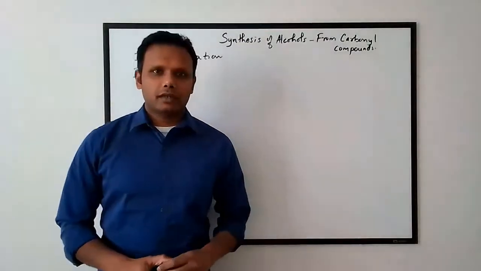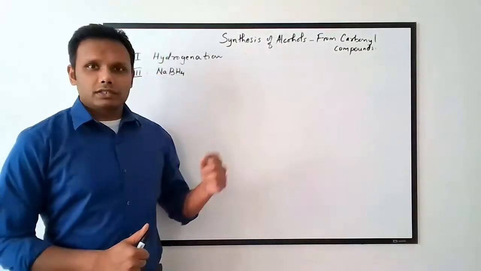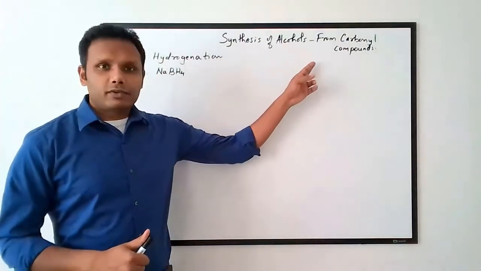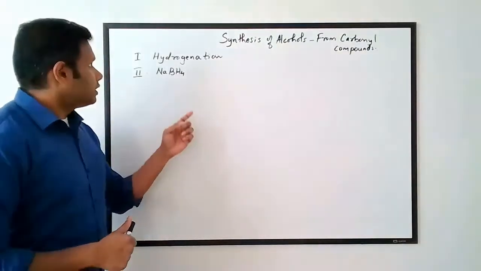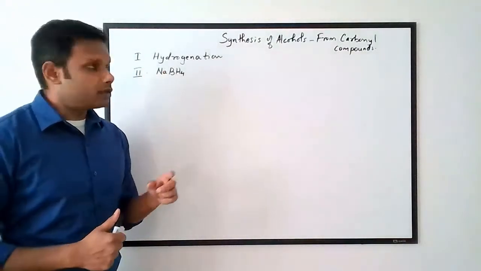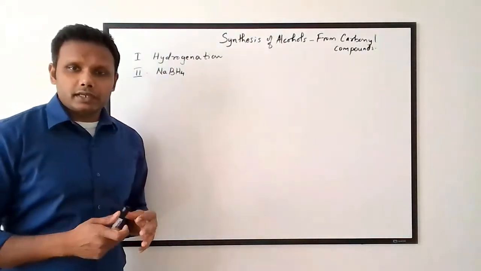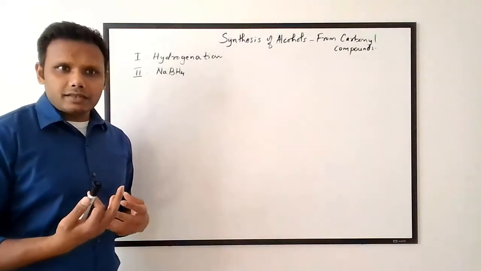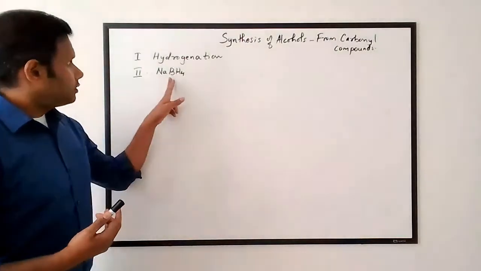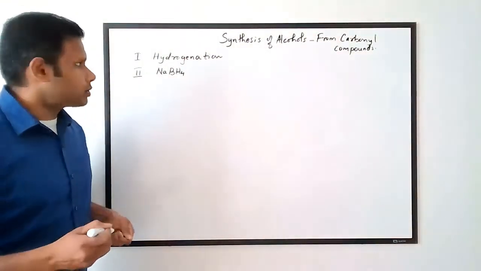Hi everyone, welcome back. So in this particular video, we're going to continue with our discussions on the synthesis of alcohols, especially focusing on carbonyl compounds. And in the previous video, we looked at two methods for doing this. One was the hydrogenation reaction, which used hydrogen gas along with a metal catalyst, very similar to the hydrogenation of alkenes or alkynes. And then the second one was a new reagent that we learned, sodium borohydride.